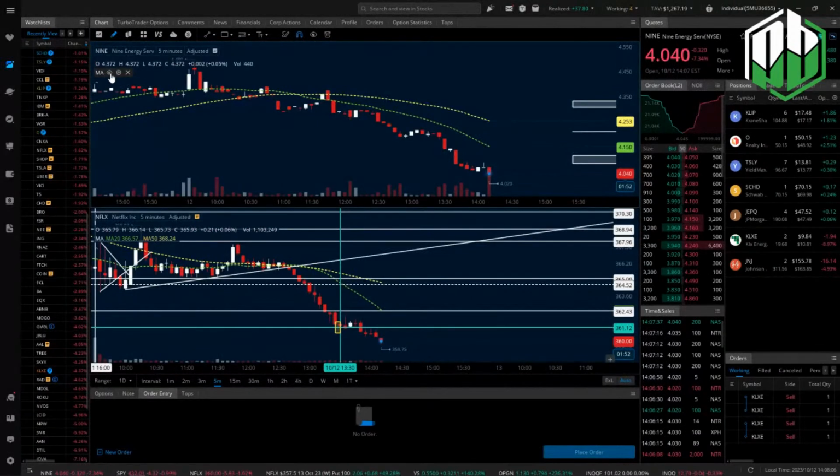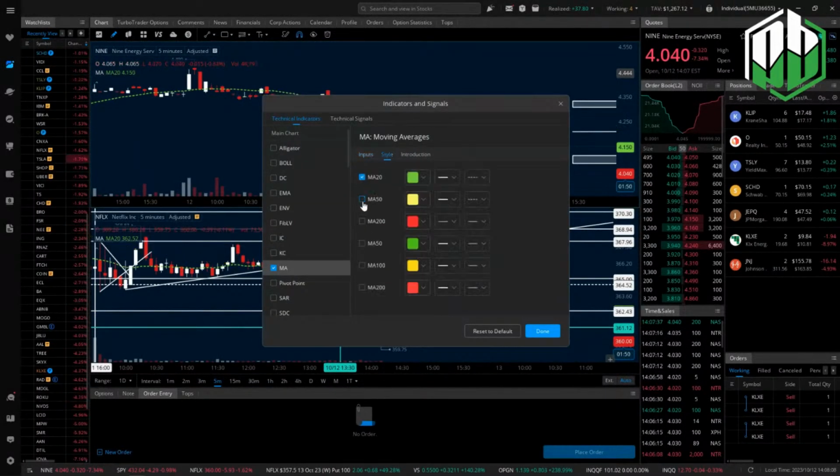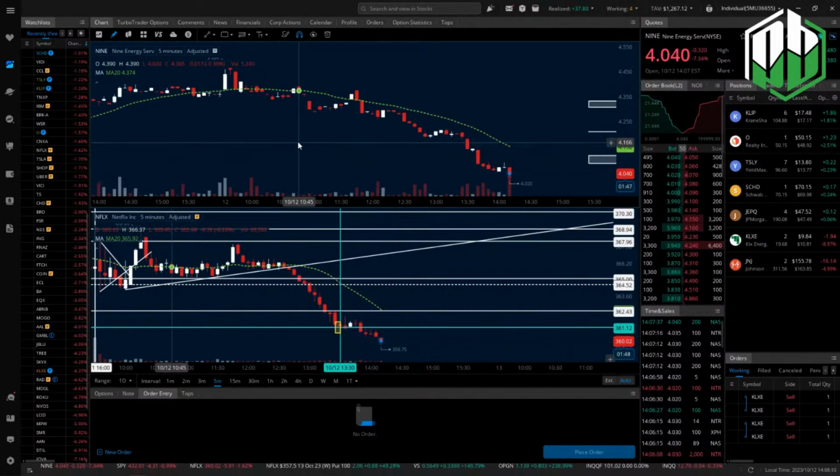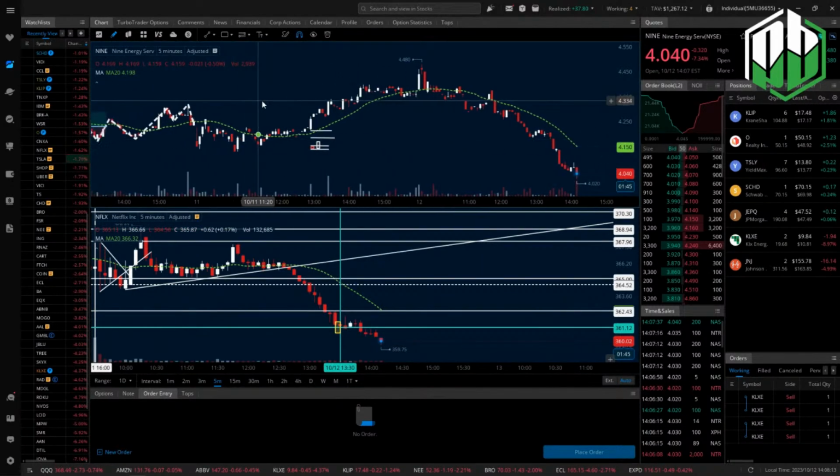I'm going to get rid of this other one here, this 50. I don't really like that. That means that we can use these lines in a lot of cases as dynamic support and resistance levels.